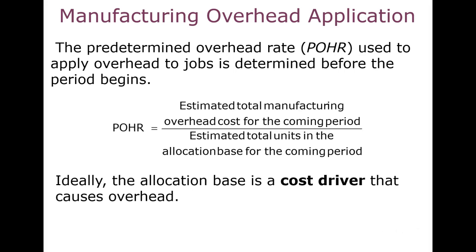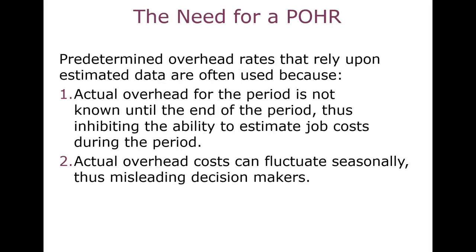To calculate this, you can see a quite wordy numerator as well as denominator. The numerator: estimated total manufacturing overhead cost for the coming period. The denominator: estimated total units in the allocation base for the coming period. Now the allocation base is the cost driver that causes overhead. This should be the activity that's driving these costs, that is causing these costs to occur. So let's look at some examples.